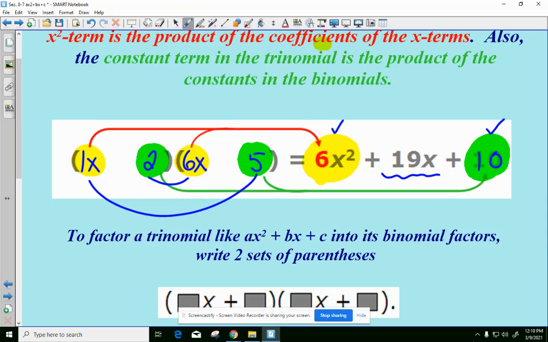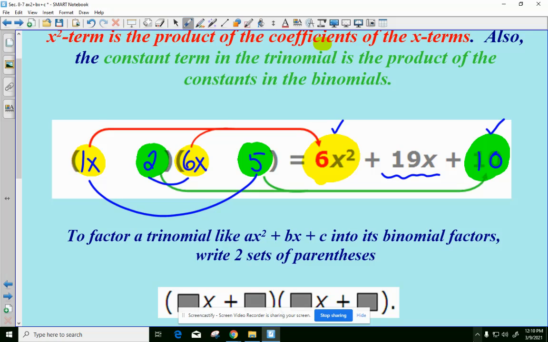That takes care of this. At this point, you have to FOIL the rest of it to see, do I have the right set? 2x and 6, that's 12. 1 and 5, that's 5. 17. Didn't get the 19 in the middle. So guess what that means? This isn't the right setup.